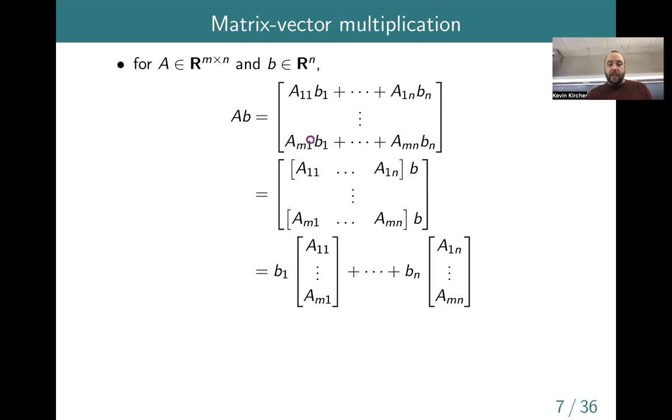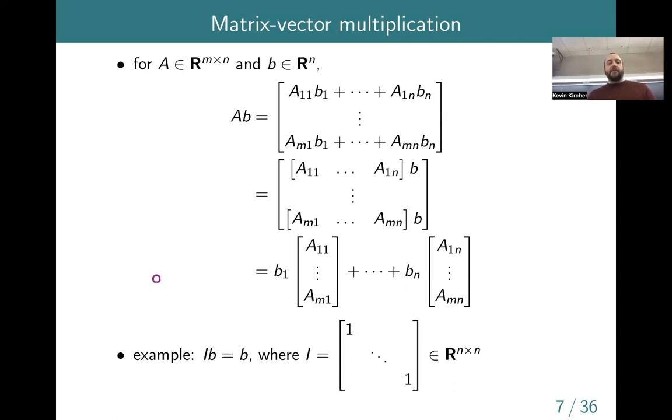Another way to look at matrix times vector multiplication is as a linear combination of the columns of A. If we look at the first set of terms in the definition of AB, that's basically B1, a scalar, multiplied by the column vector A11 through Am1. That's this column vector here. Then we have a bunch of those terms all the way over to Bn, multiplying the nth column of A. In linear algebra class, you talk about bases and spans and linear combinations, and this is basically why: matrix multiplication times a vector can be interpreted as a linear combination of the columns of A. This leads you to conclusions about invertibility and stuff like that.